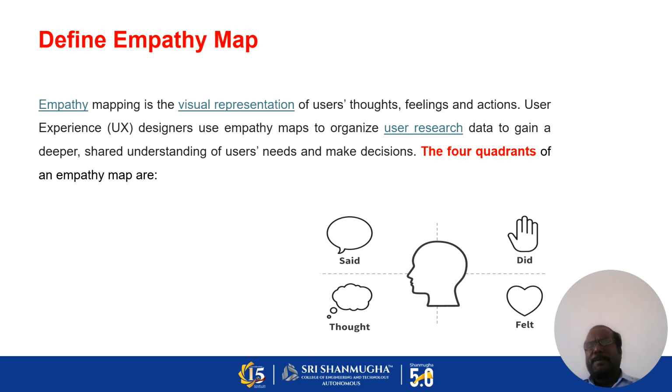There are four types of quadrant. One is said, did, thought, and felt. Example: suppose they want to purchase a new thing, a new system, whatever it may be. What they said, what they did, what they thought about the particular product, what they felt before purchasing the particular product.